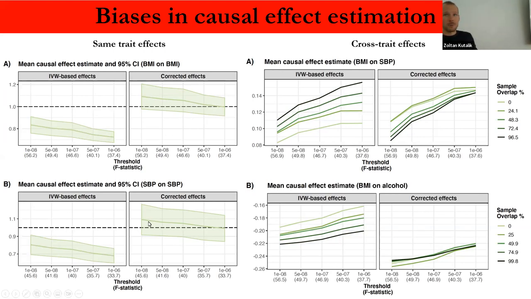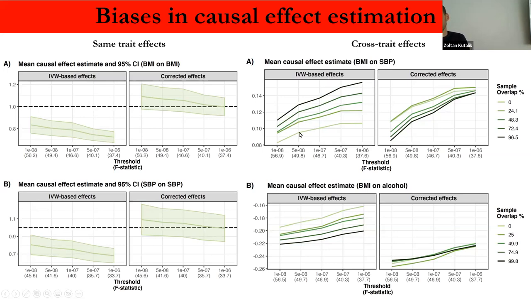This is an SBP on SBP. So the same situation as before, but now we change the trait. We again expect a causal effect of one, and IVW underestimates, and we bring it back to a more sensible estimate. Now, if you look at cross-trait, so BMI, let's say, on blood pressure, this is, again, a well-known positive control.